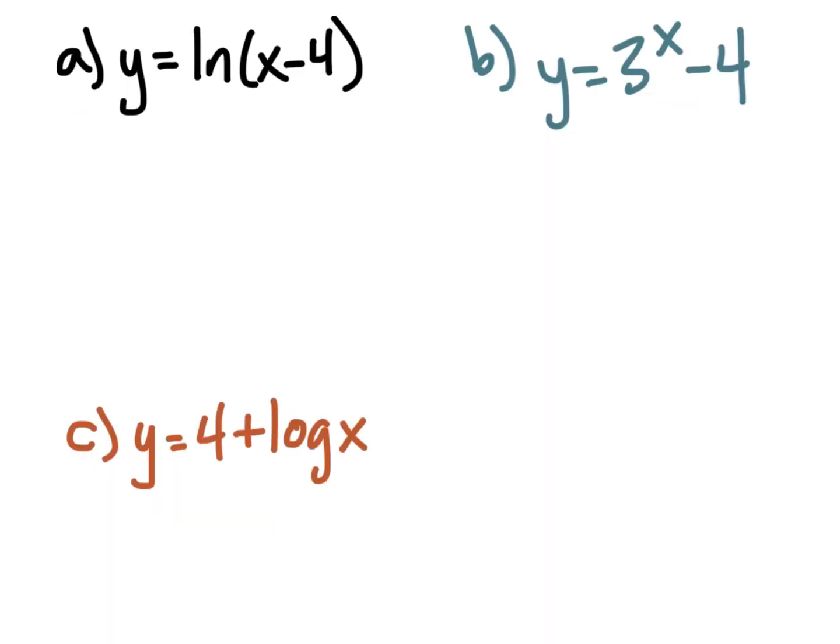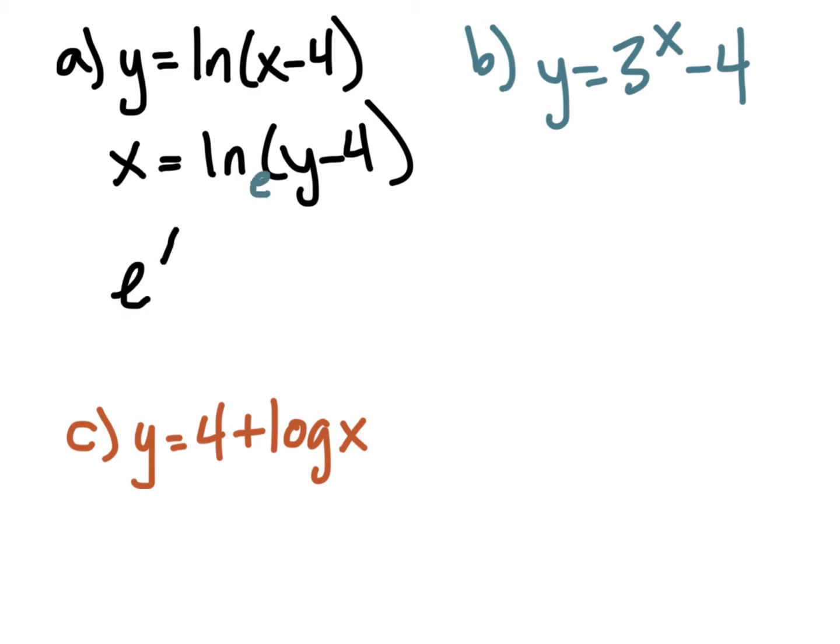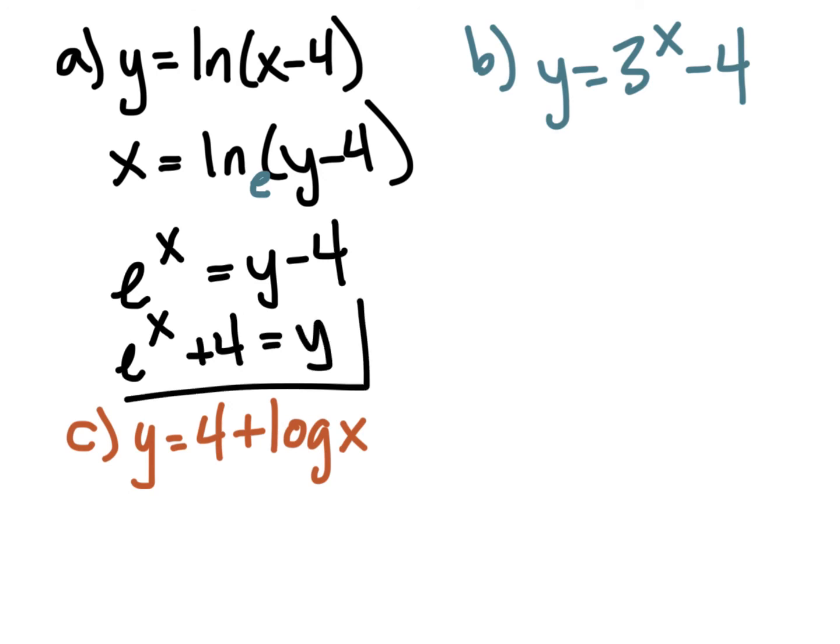All right, let's try to do that again. Here, we'll swap x and y. x equals the natural log of (y minus 4). Notice that the y minus 4 is in parentheses. Rewrite as an exponential. So what's the base here? Well, the base would be e. So whenever I rewrite this as an exponential, this would be e to the x equals y minus 4. You can get y by itself. e to the x plus 4 equals y. This is the inverse.